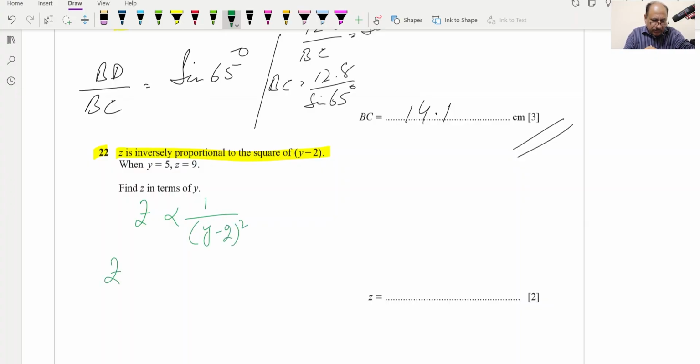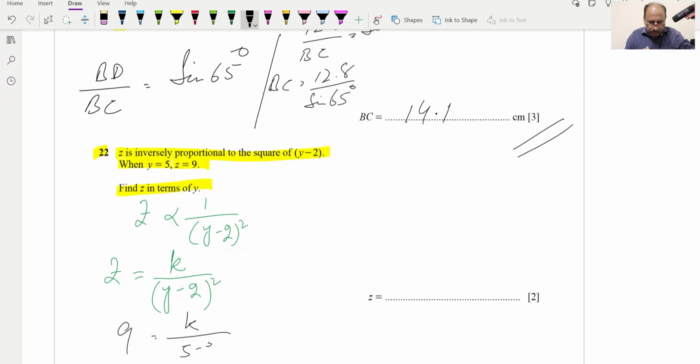Now this implies z is equal to k over (y minus 2) squared, and now we can replace the values. They are saying when y is equal to 5, z is equal to 9. Find z in terms of y. So we will replace these values. z is 9 when y is equal to 5.